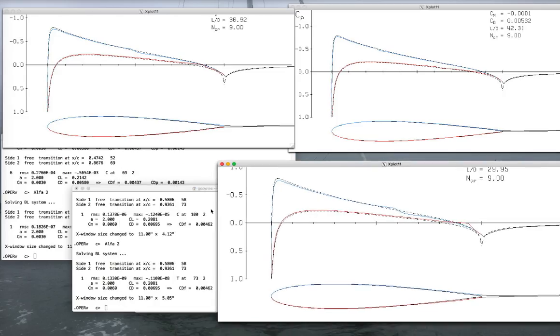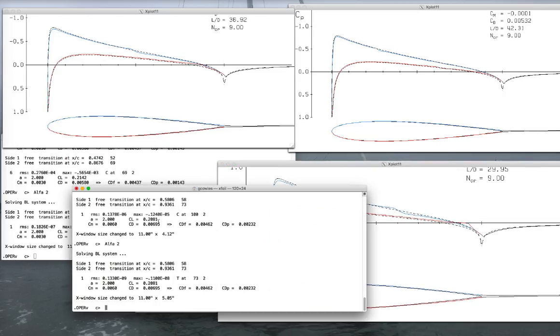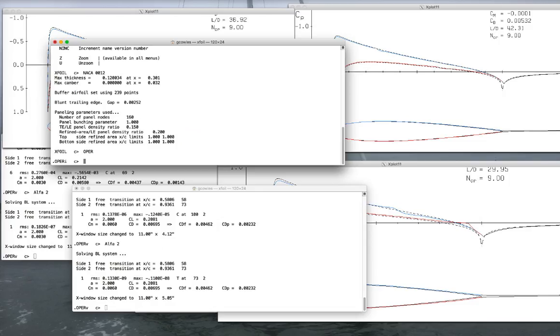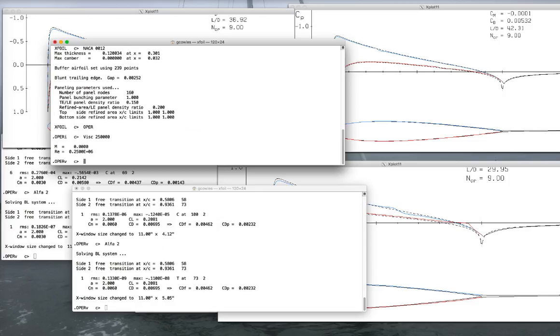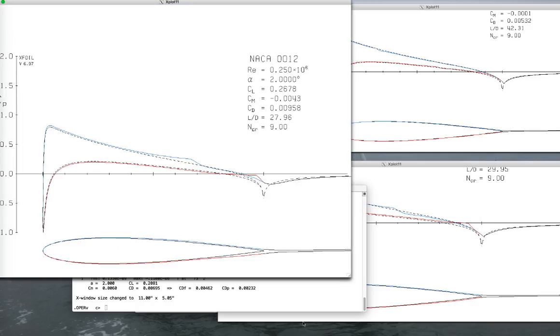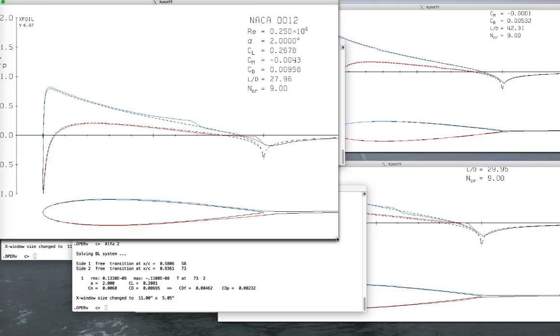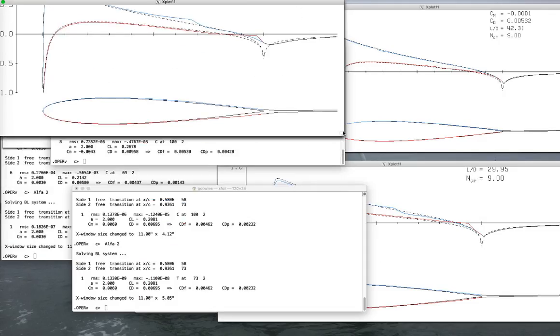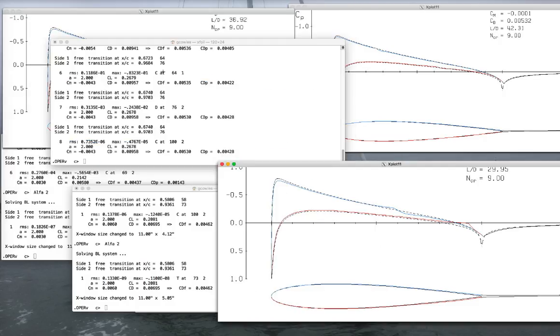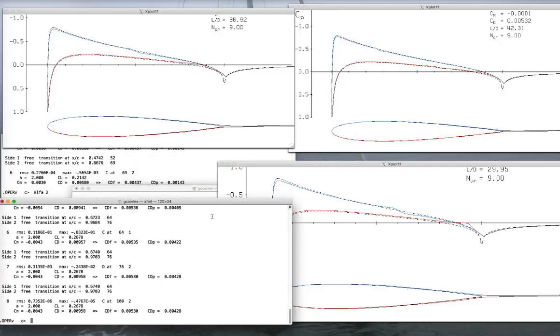I don't know that XFoil will tolerate anything less than this. We might as well give it a try. So I'll do upper, I'll do visc, try 250,000 and alpha 2, and I'll shrink this. Yeah, maybe having trouble converging. So I think I'm going to leave that out because I'm not trusting this solution so much. Let's stick with these three as a comparison.